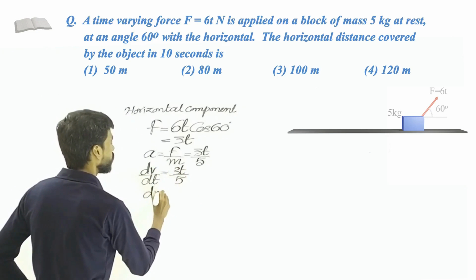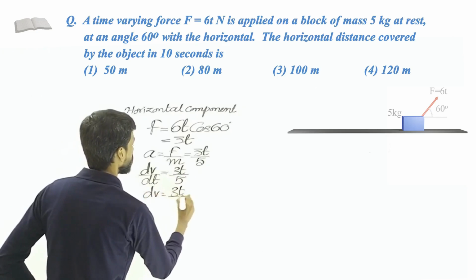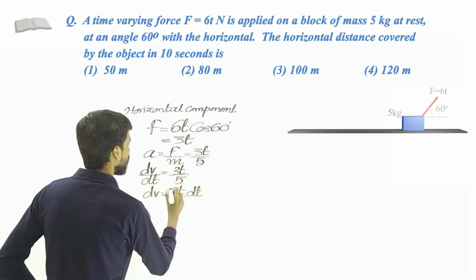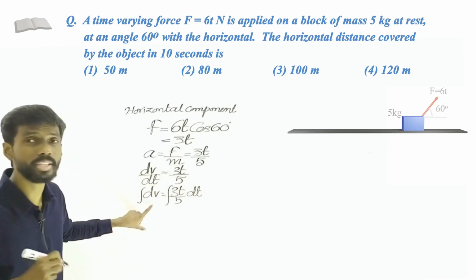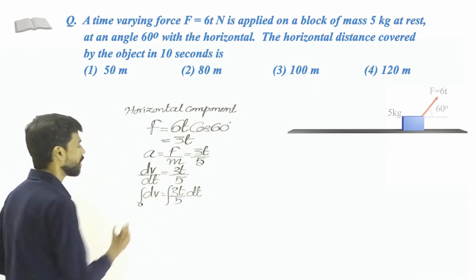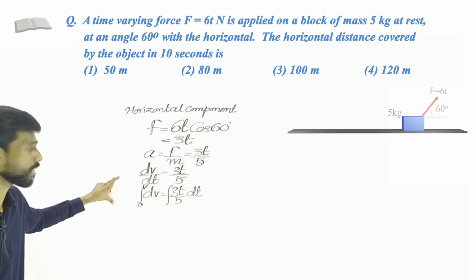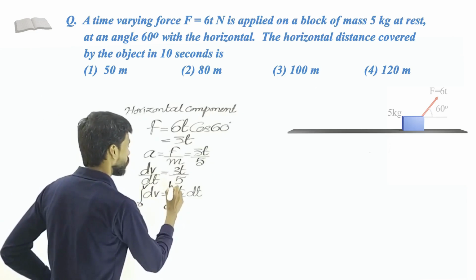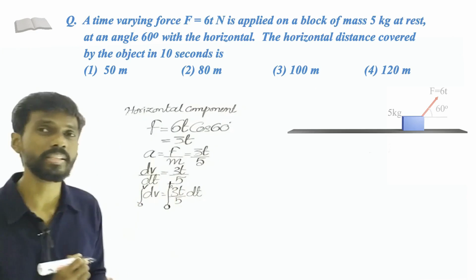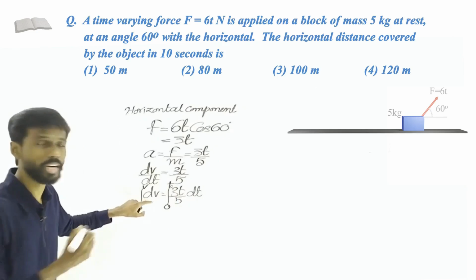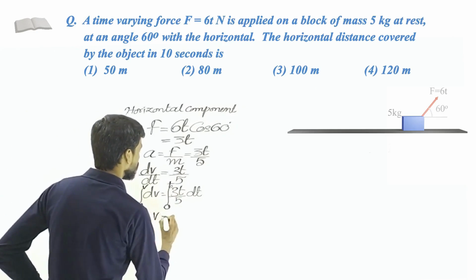So dv equals 3t by 5 dt. Now we have to do integration to get the velocity, right? Initially the velocity is 0. At some point of time the velocity is taken as v, similarly the time goes from 0 to t. Let us integrate this to get the value of v, the velocity at a particular time.